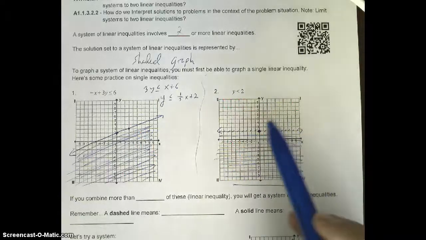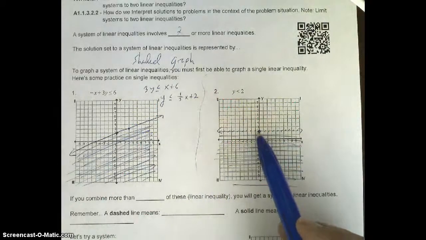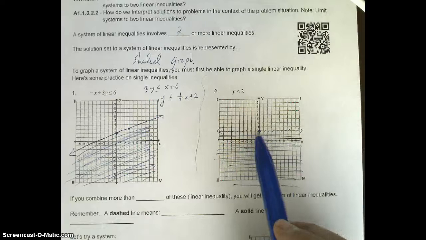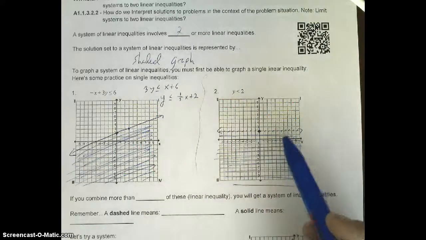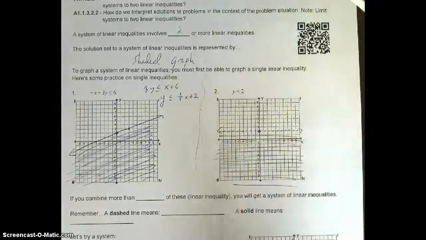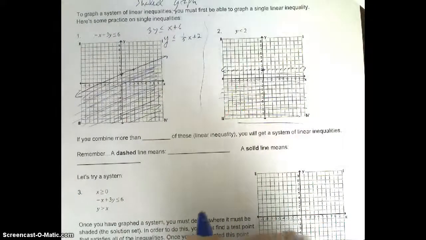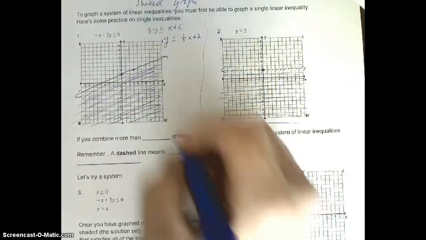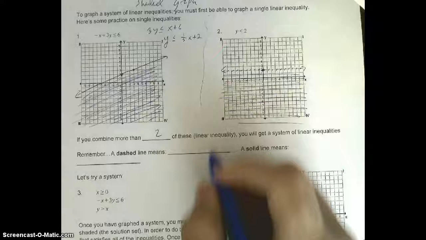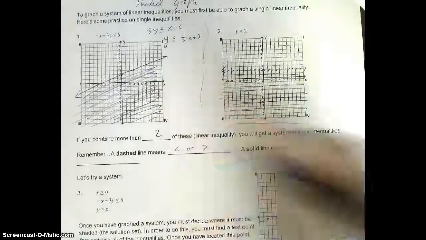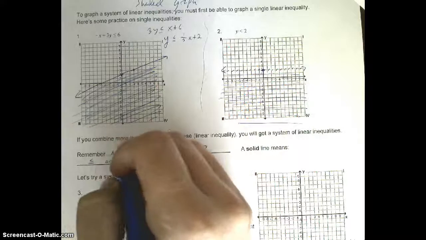The reason we do dashed as opposed to solid is because any point on this line will not work, meaning the point 0, 2. If y is 2, is 2 less than 2? No, that's why we have a dashed line indicating that's not part of our solution set. If you combine two or more of these linear inequalities, you will get a system of linear inequalities. Remember, a dashed line means less than or greater than. A solid line means less than or equal to or greater than or equal to.